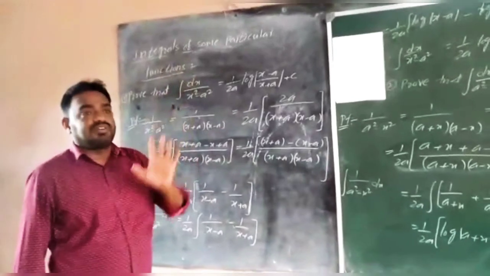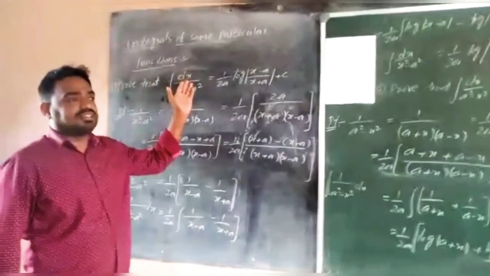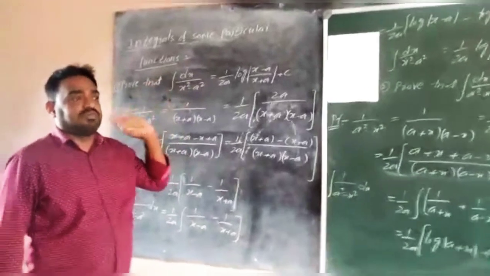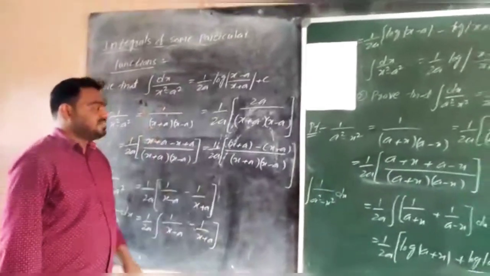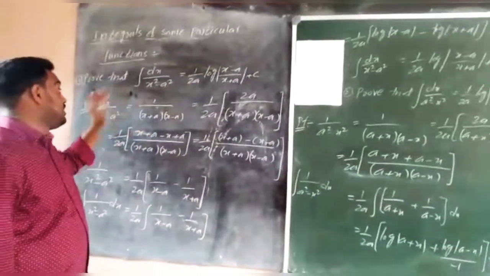In this part we have a total of 6 formulas. In these 6 formulas, they ask one question for 3 marks. This is the important topic. The proofs of the 6 formulas are important.